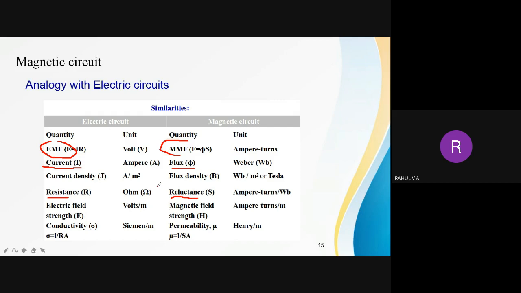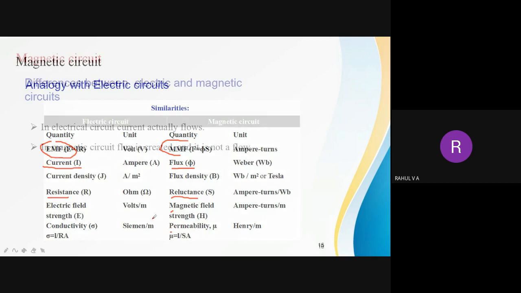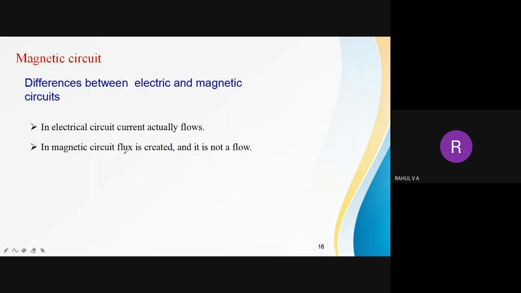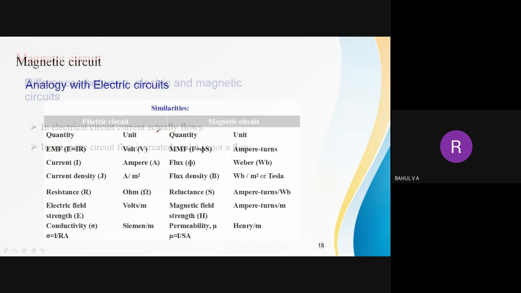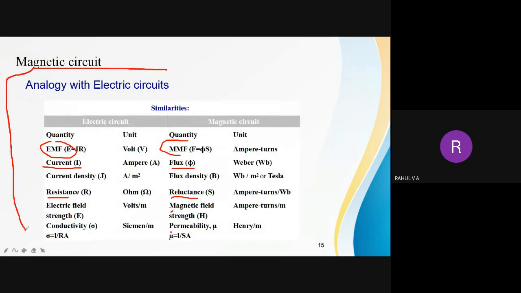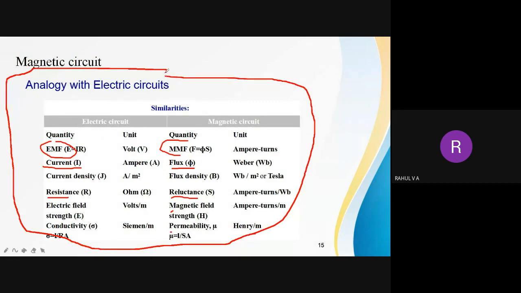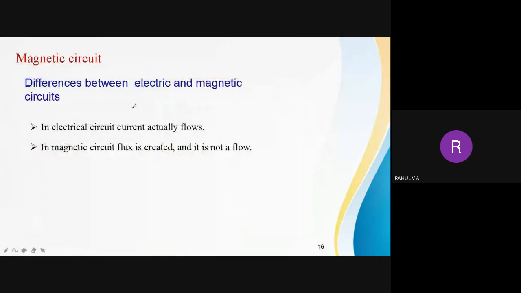Okay, so that's it. Then electric field strength, conductivity. So here, similar to that, we have magnetic field strength and permeability. And there is similarity. Okay, these are similarities. So this may be will be asking for some 3 to 4 marks.